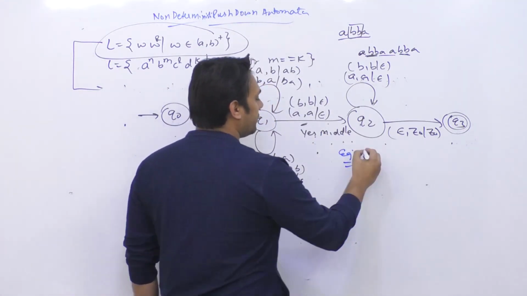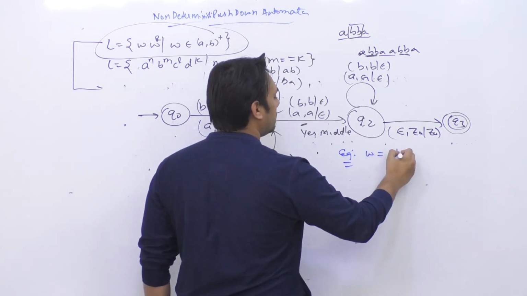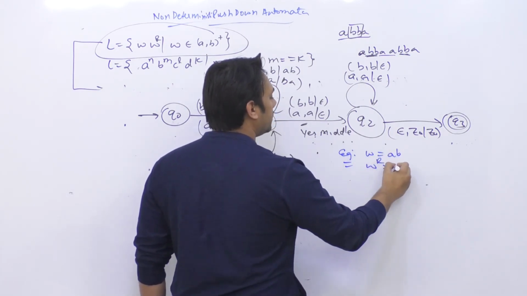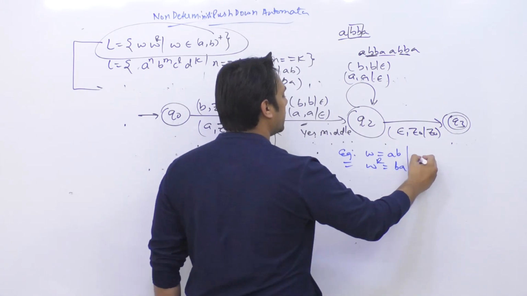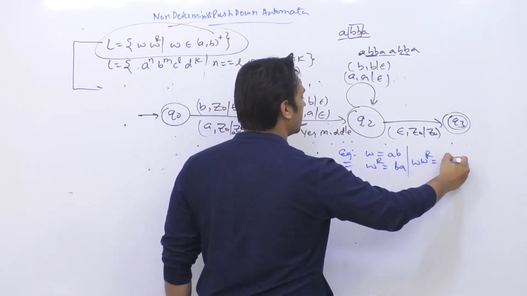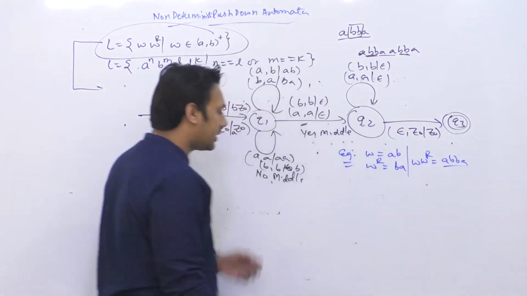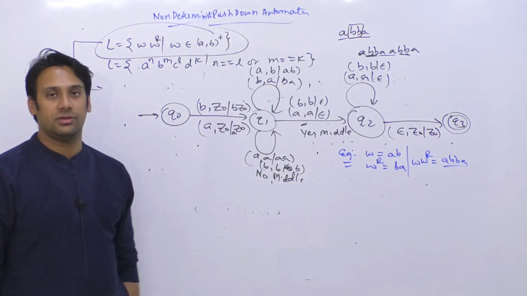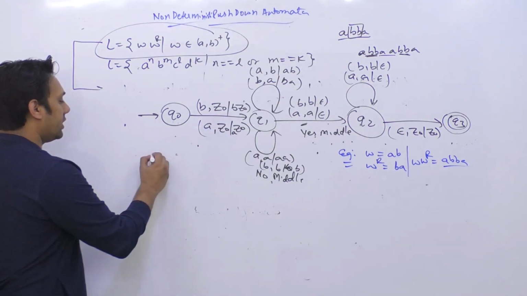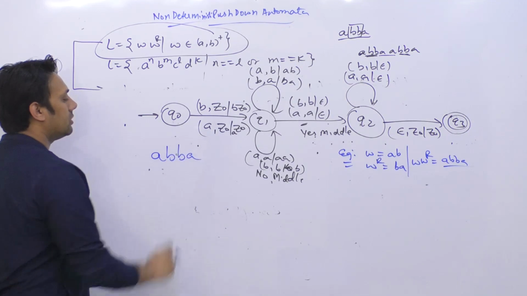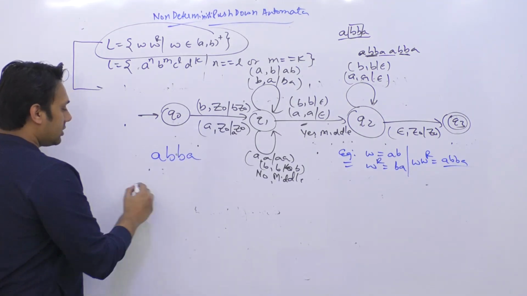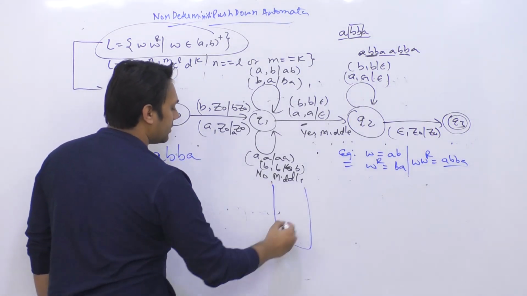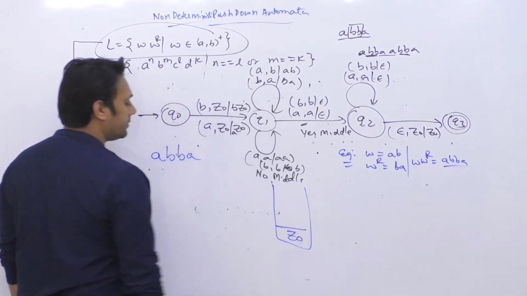So let us suppose we have W is AB, then WR will become BA. Therefore your string WWR will become ABBA. And we are giving this string ABBA to this pushdown automata. The string that we are giving is ABBA. And this is your stack. This is your initial stack, which is having the symbol Z0.